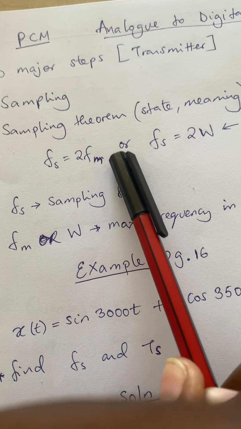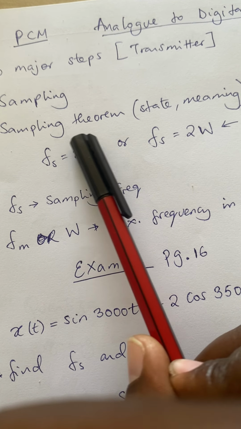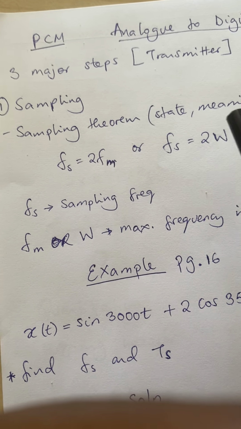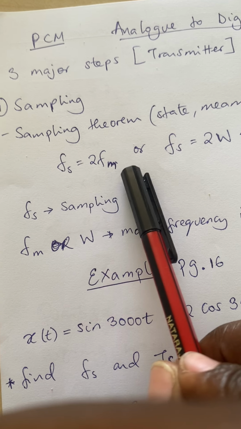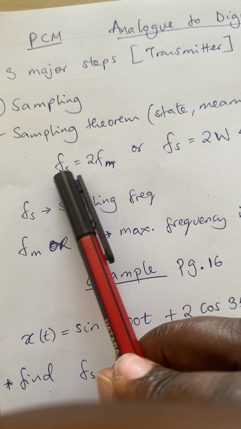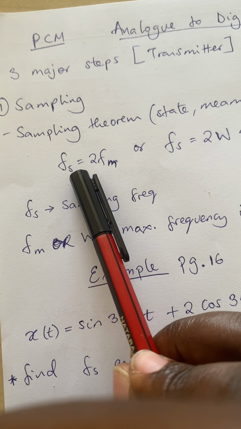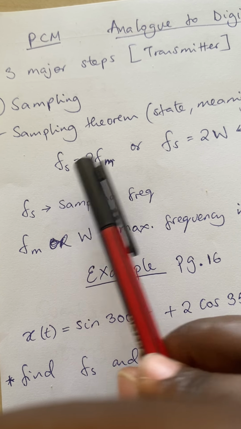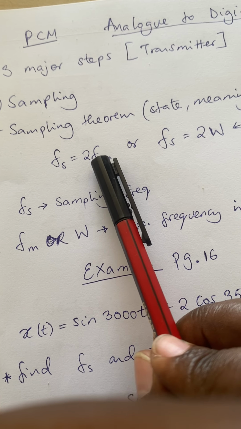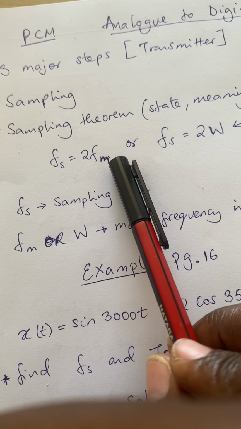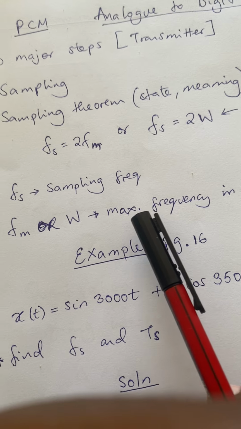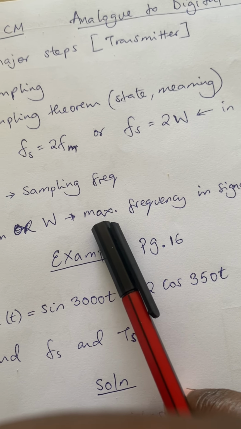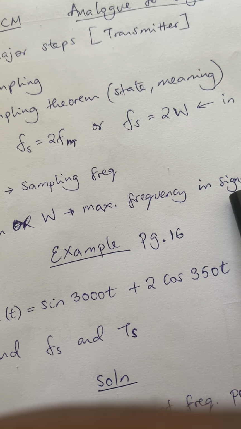This equation over here is a mathematical expression of the sampling theorem, or the Nyquist rate. Fs stands for the sampling frequency. So the sampling frequency of a signal is equal to 2 multiplied by Fm, which is simply the maximum frequency that is present in a signal, the highest frequency that is present in the signal.